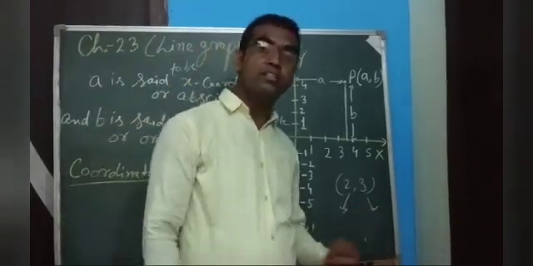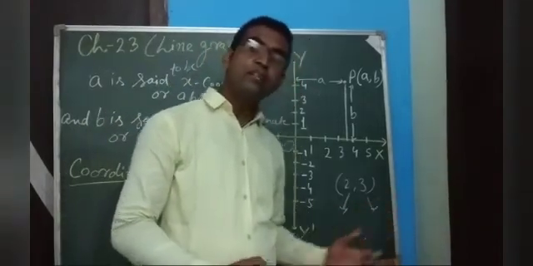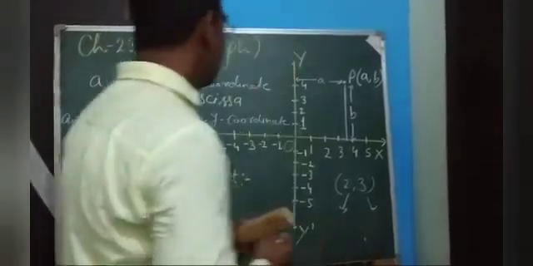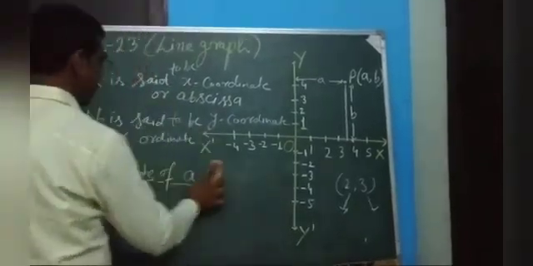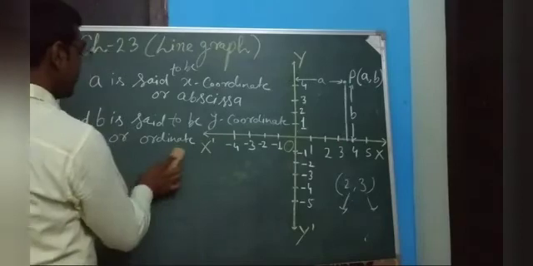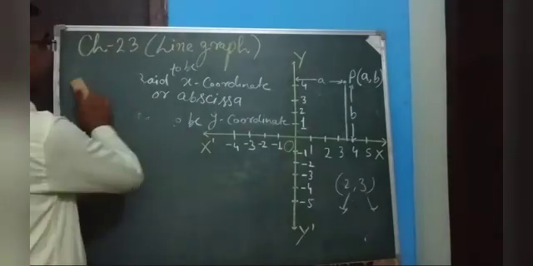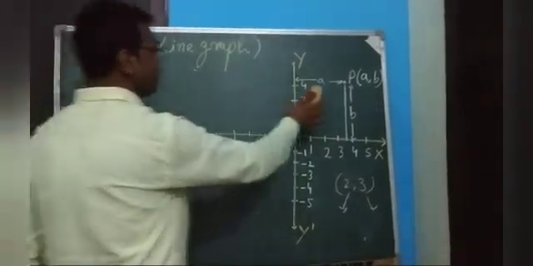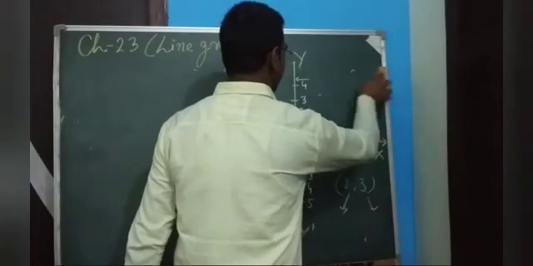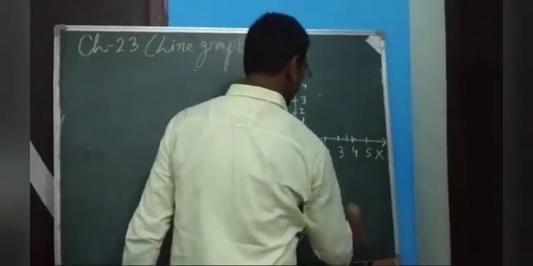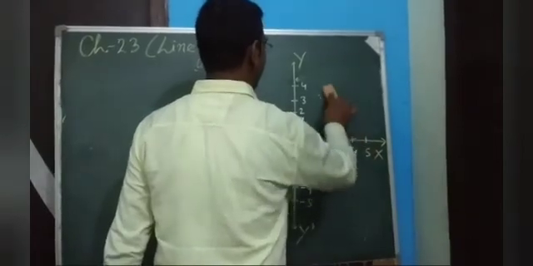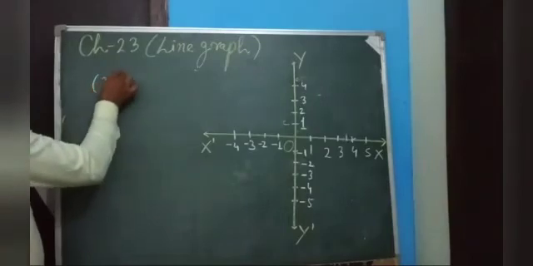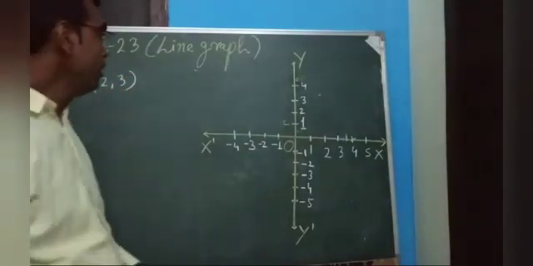Because the y coordinate is said to be the ordinate and the x coordinate is said to be the abscissa. Okay, now how to represent a point on a graph? Now learn how to represent a coordinate on a graph. So suppose it is given: represent the coordinate (2, 3) on a graph.